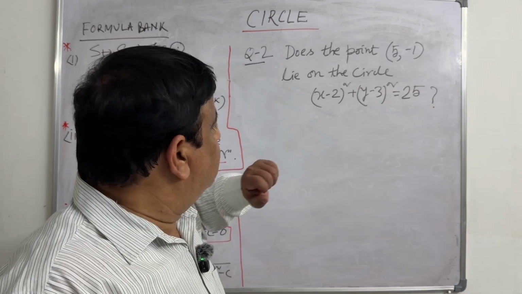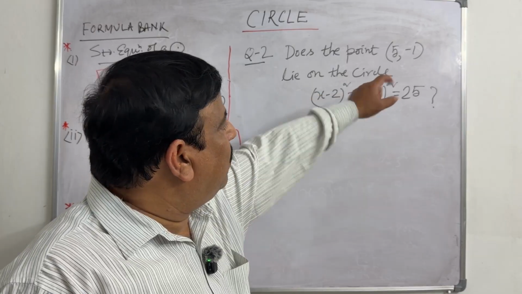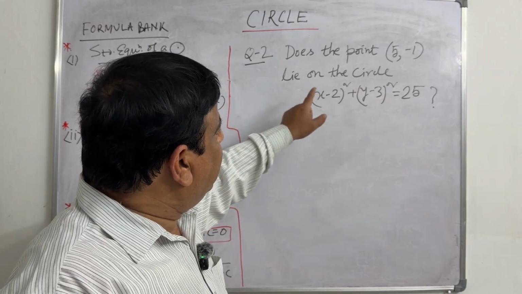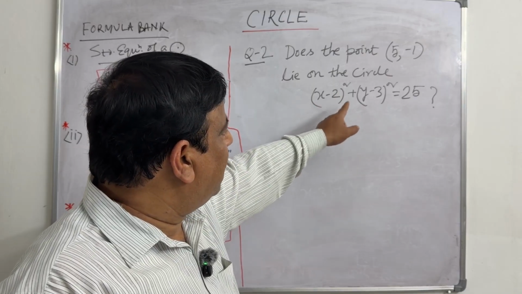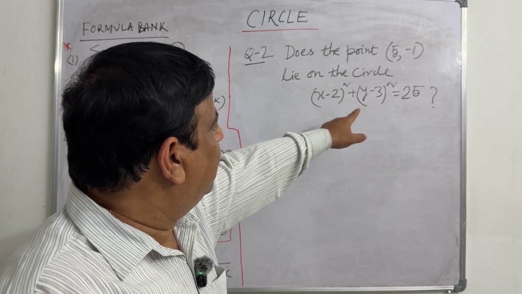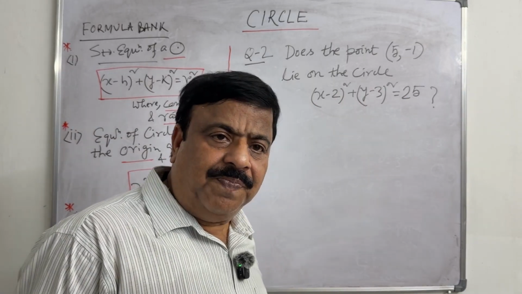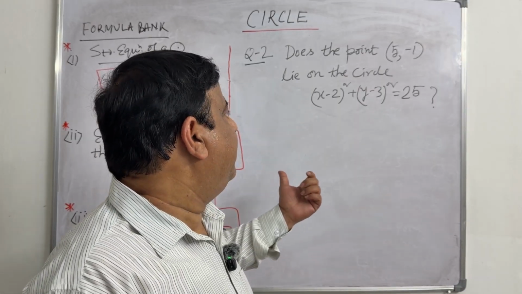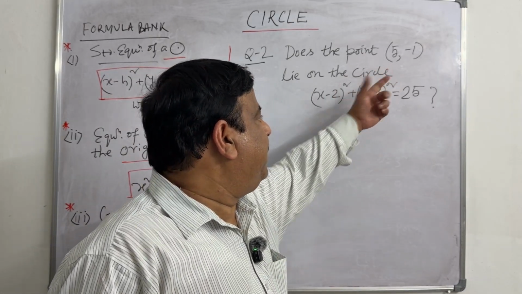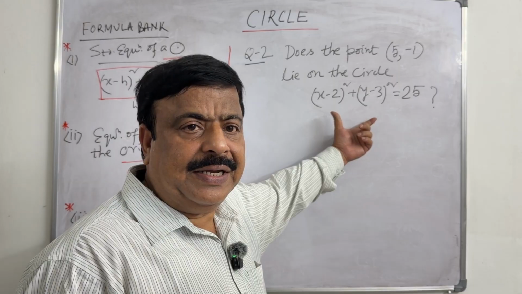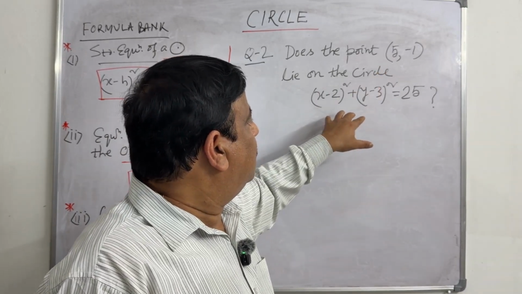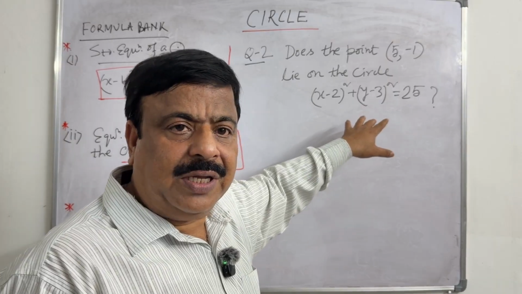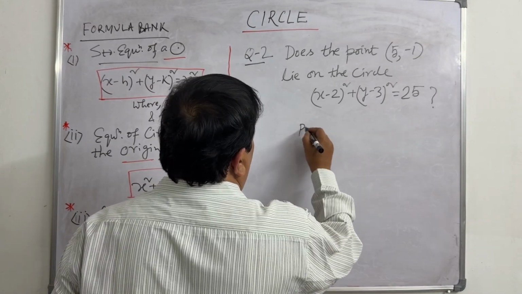Question number 2 is, does the point 5, -1 lie on the circle x minus 2 whole square plus y minus 3 whole square is equal to 25? हमें ये वेरीफाई करना है कि ये जो पॉइंट है इस सर्कल को सेटिस्फाई करेगा कि नहीं, अर्थात इस सर्कल का ऊपर ये पॉइंट सिचुएटेड होगा कि नहीं. ओके, इट्स वेरी सिंपल.